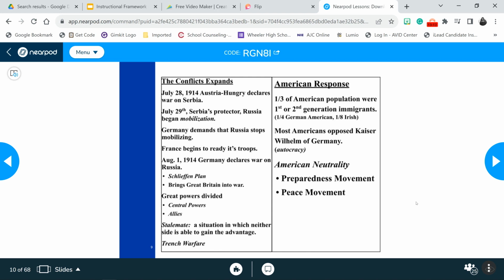But the American response, right there's the American response. I'm going to kind of abbreviate it. Only 1 in 3 Americans were immigrants, from either Germany or Ireland. So that's saying we had some vested interest, but we weren't really there, okay? Most Americans did oppose Germany, but we were neutral. We wanted to remain peaceful. Did I get everybody on this? We did not want to be in this war. That's the key thing. Most Americans did not want to be in this war. It took things to make us get in this war. We didn't want to be in it. Did everybody got me on that?